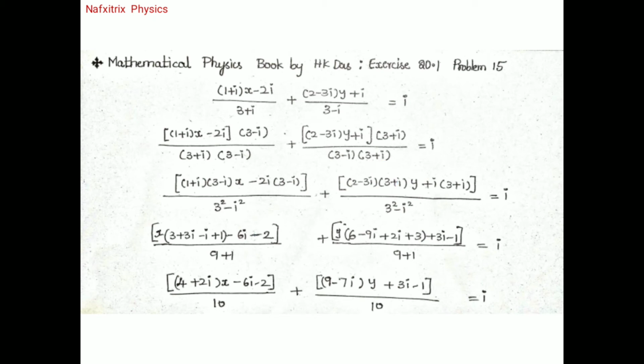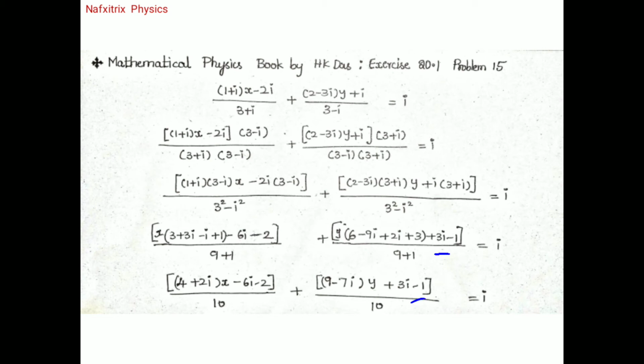And next, here i into 3 is nothing but 3i. Next, i into i is nothing but minus 1. So this is the calculation. And next, again we need to do some simplification. So here 3i minus i is nothing but plus 2i. 3 plus 1 is nothing but 4. So next, here minus 6i minus 2i as usual, and here minus 9i plus 2i is nothing but minus 7i, and 6 plus 3 is nothing but 9. So this is the calculation. And next, here as usual it is 3i minus 1.